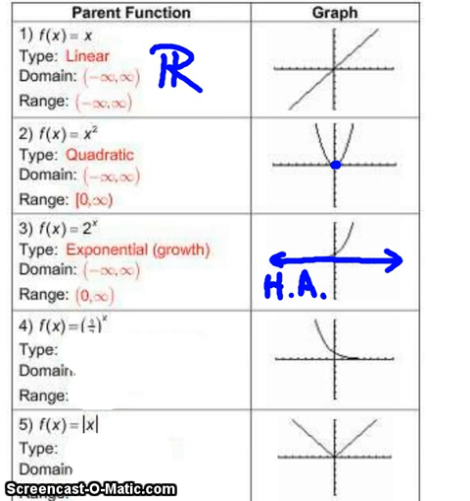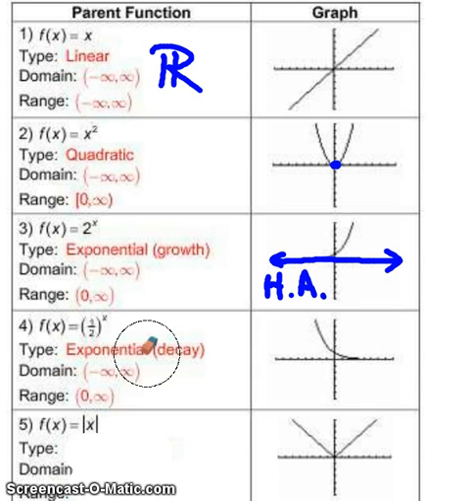The next function is 1/2 to the power of x. It's also an exponential function, but it's moreover an exponential decay. Its domain is from negative infinity to infinity, and its range is from 0 to infinity. It behaves the same way as 2 to the x, but instead of increasing on its interval, it's decreasing on its interval.